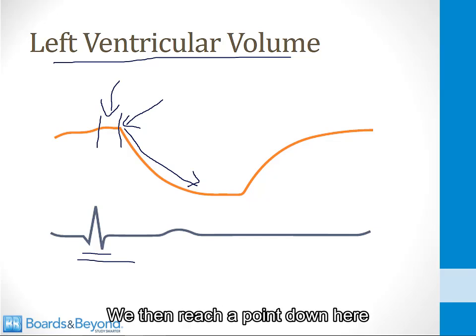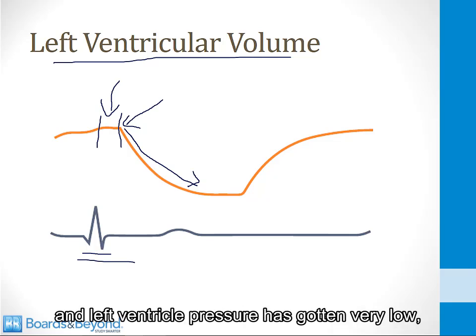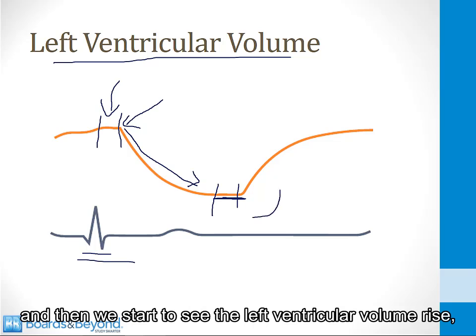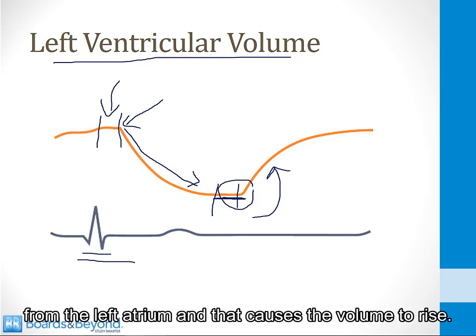We then reach a point down here at which left ventricular volume has gotten very low and left ventricular pressure has gotten very low, and then the aortic valve closes. We go through another brief period of isovolumic relaxation, and then we start to see the left ventricular volume rise. That's because the mitral valve has opened here and blood is pouring into the left ventricle from the left atrium, and that causes the volume to rise.